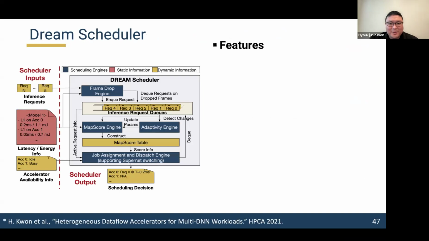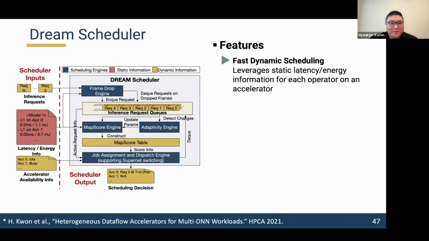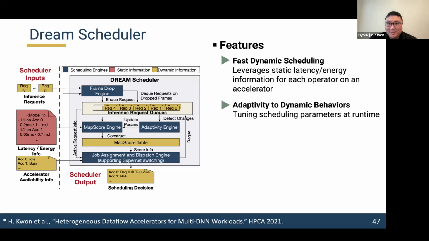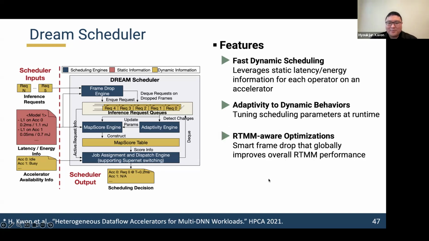And based on all of these methodologies, we designed the scheduler. I'll not go into details, but just highlight features. It enables fast dynamic scheduling, so it leverages static latency and energy information that we can compute for the accelerators. There are many good tools such as Timeloop or Maestro and so on. And this scheduler provides adaptivity to dynamic behaviors. So it tunes the scheduling parameters, which are the alpha and beta I mentioned in the previous slide, at runtime. And it includes many RTMM aware optimizations, such as smart frame drop.